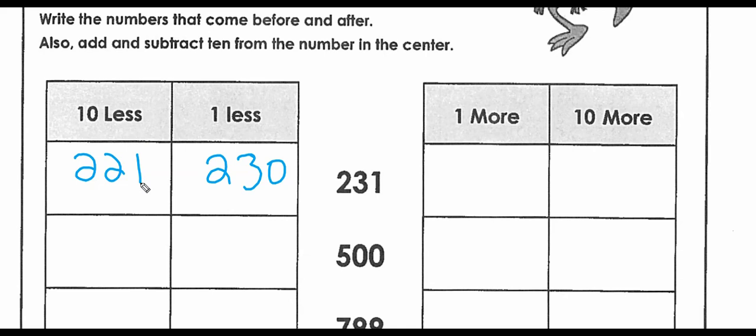But now what I'm going to do is I need to add 1 to 231, and I need to add 10. Okay? So I'm going to take 231 plus 1, and 231 plus 10.